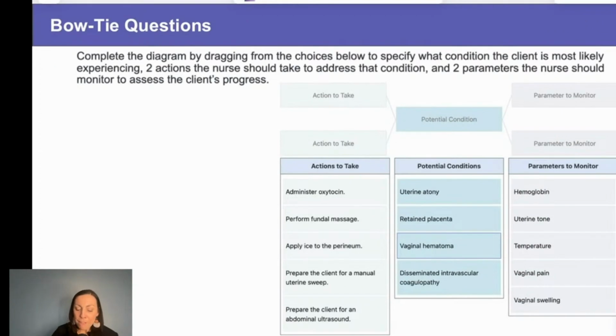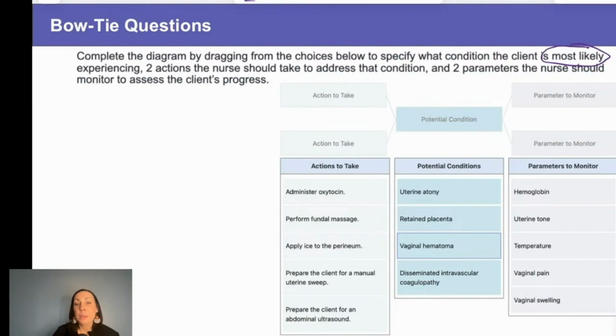So first we have our instructions here. Complete the diagram by dragging from the choices below to specify what condition the client is most likely experiencing, 2 actions the nurse should take to address that condition, and 2 parameters the nurse should monitor to assess the client's progress. You might see here this keyword, this most likely.